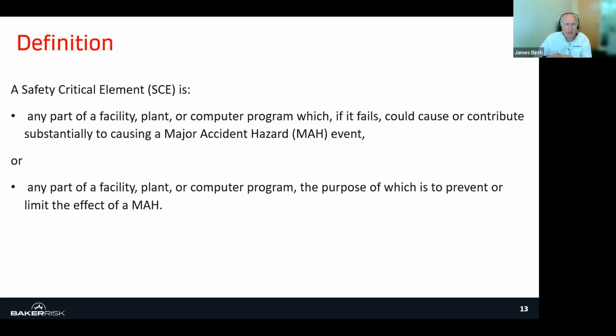So that might be a pressure vessel that fails. But also let's consider the other side of this, which is that it's any part of a facility, a plant or a computer program, which is put there to prevent or limit the effect of a major accident hazard. So that might be the fire water system, that might be the sprinklers, it might be bunding and containment. So we try and consider both those parts of the definition.